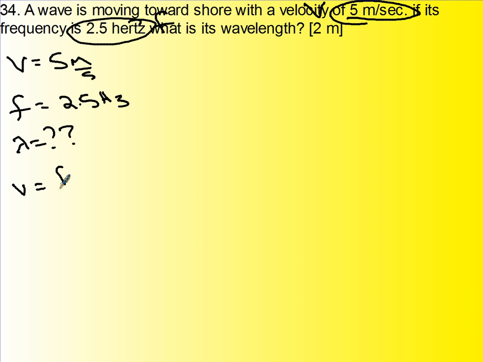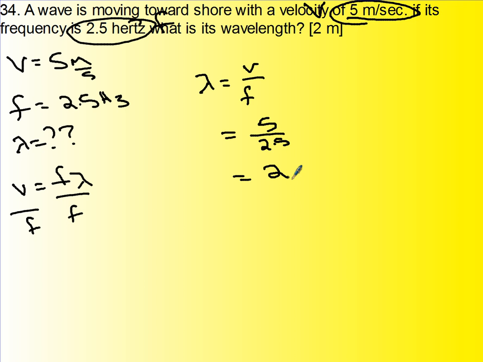So v = fλ. I want the wavelength, so I have to divide both sides through by frequency. So the wavelength is v over f. v is 5 divided by 2.5. 5 divided by 2.5 is 2 meters.